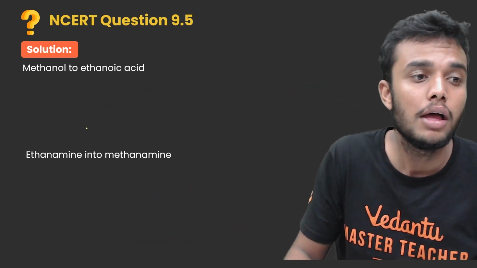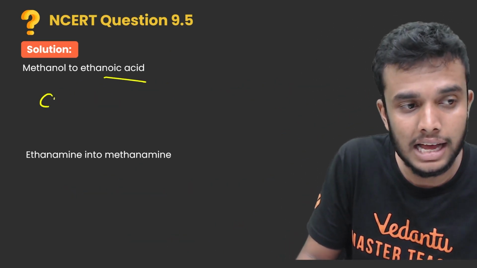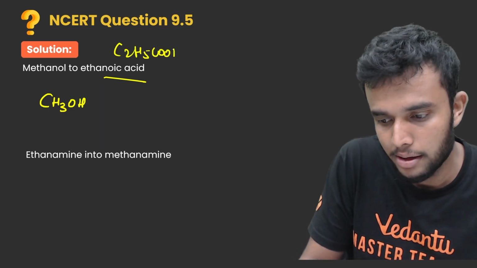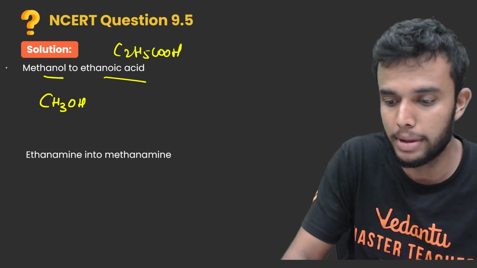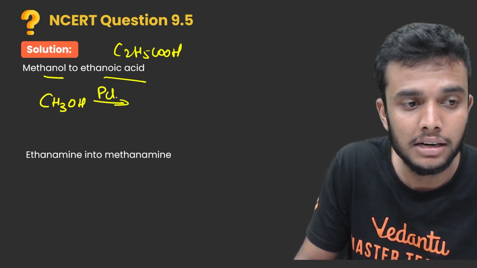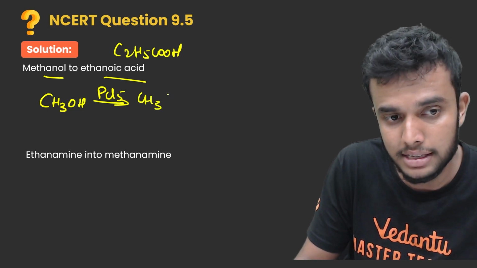Third one, students, methanol to ethanoic acid, CH3OH to C2H5COOH. Methanol to this one. First step is chlorination using PCl5. What will it yield? It yields CH3Cl.